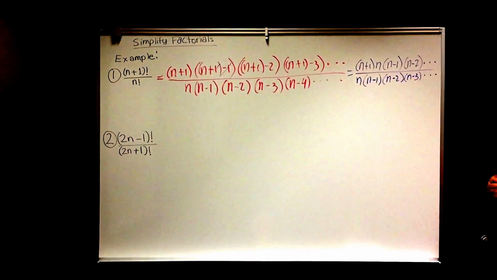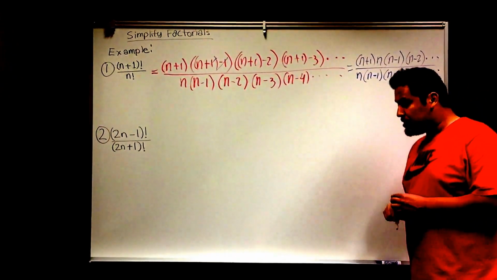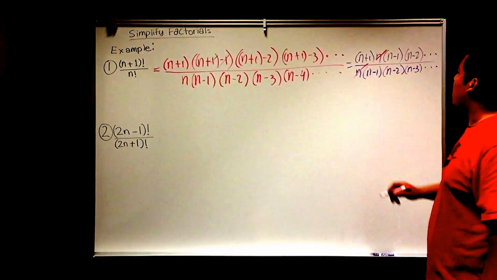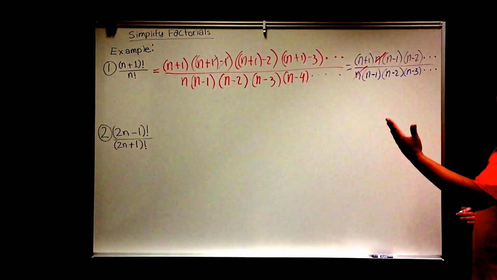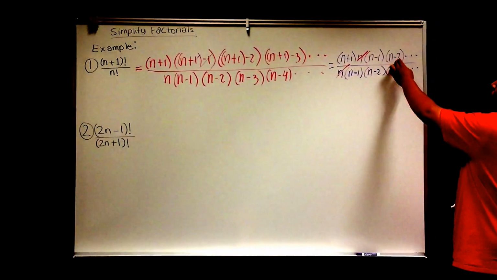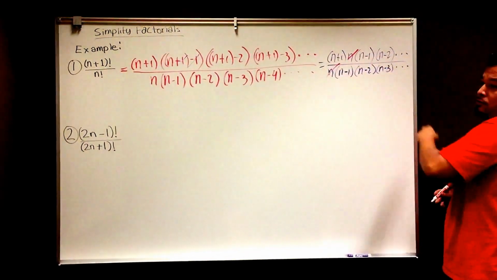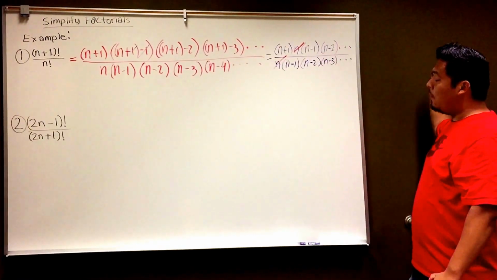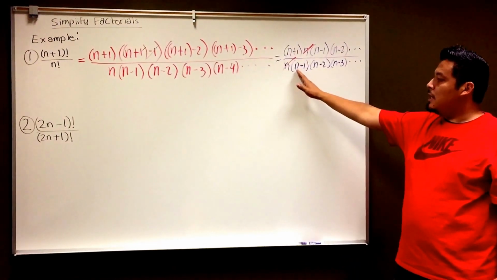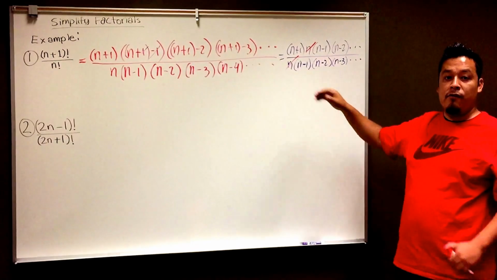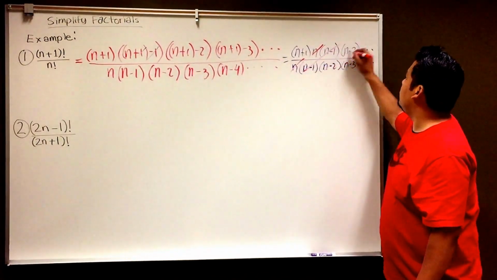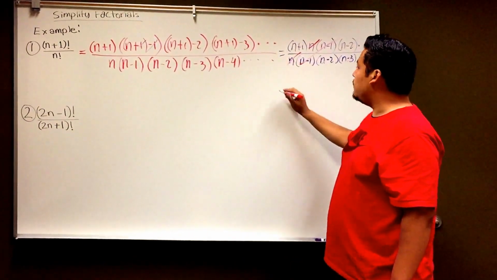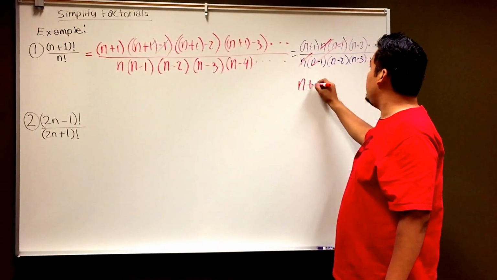So now we can see that these factors will cancel out automatically, and now we can see that our pattern starts to repeat in our numerator, n minus 1, n minus 2, and so on. We can see the same pattern in our denominator, therefore they will cancel each other out. So the answer for this particular problem will be n plus 1.